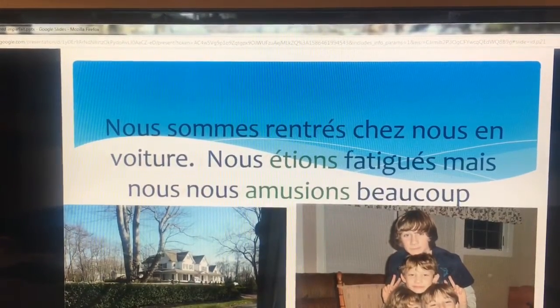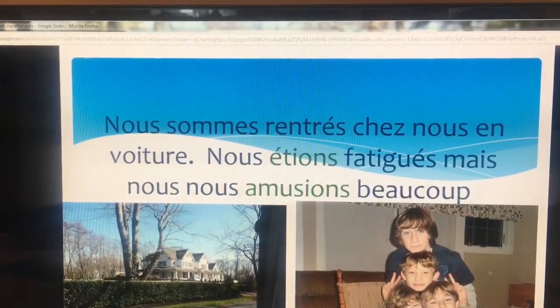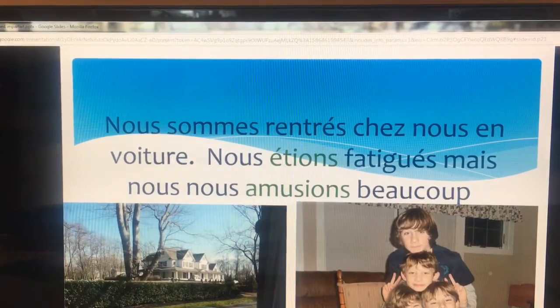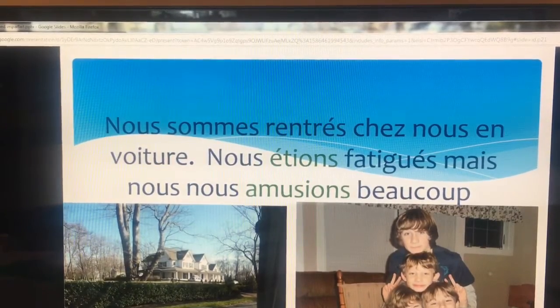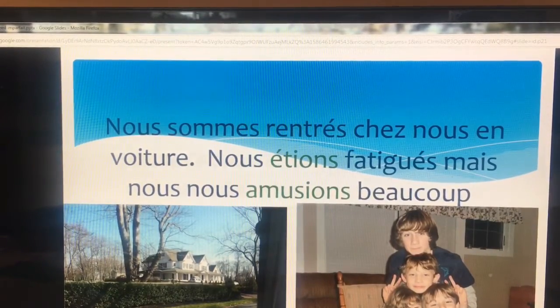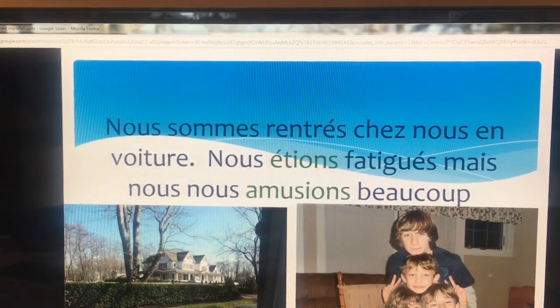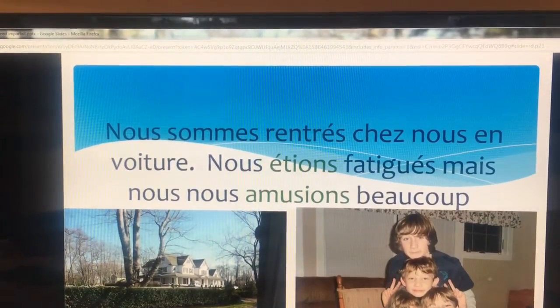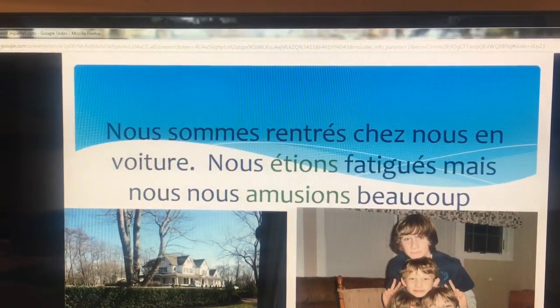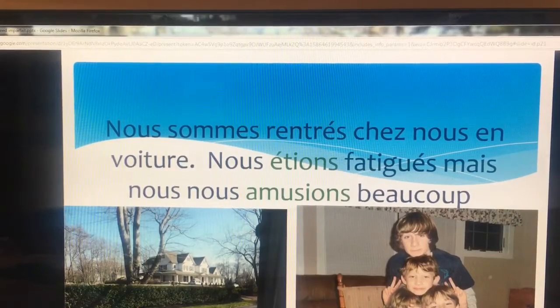Nous sommes rentrés chez nous en voiture. Nous étions fatigués, mais nous nous amusions beaucoup. We came home in a car, so that was something that's completed. We were tired, that was ongoing. And we had fun all day long. So that is a description in the past.